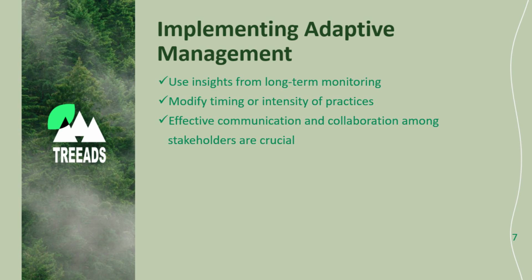Adaptive management involves using the insights gained from long-term monitoring to revise management strategies and actions. This may include modifying the timing or intensity of management practices, changing seed sources, altering planting techniques, or exploring new approaches entirely. The success of adaptive management relies on effective communication and collaboration among stakeholders, including restoration practitioners, land managers, scientists, and local communities. Regular monitoring, data sharing, and engagement with relevant stakeholders can facilitate the successful implementation of adaptive management.